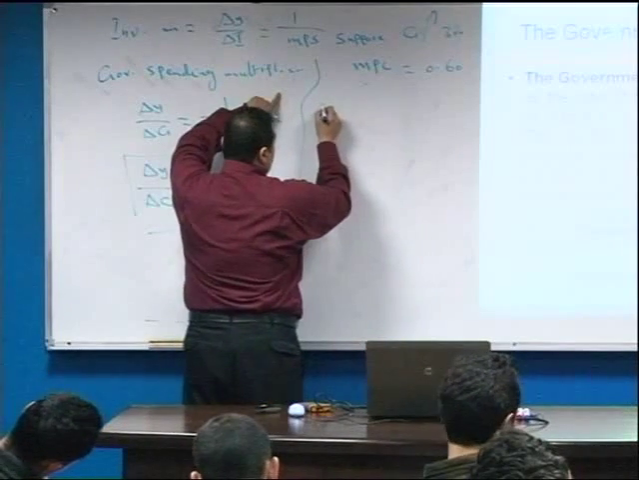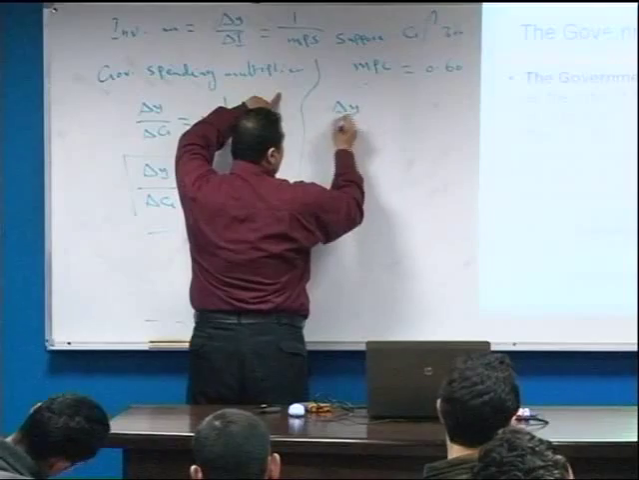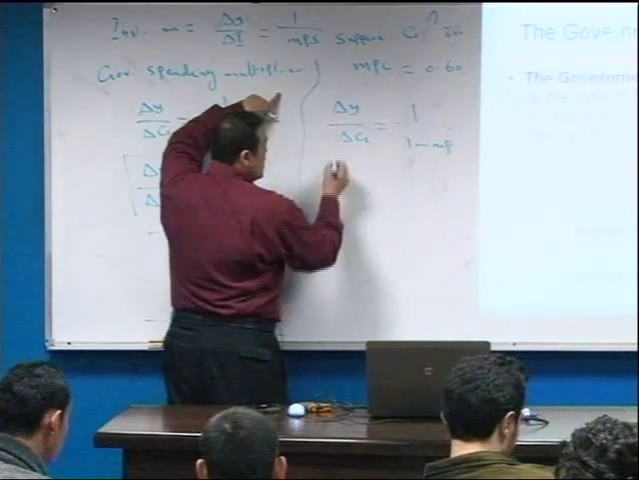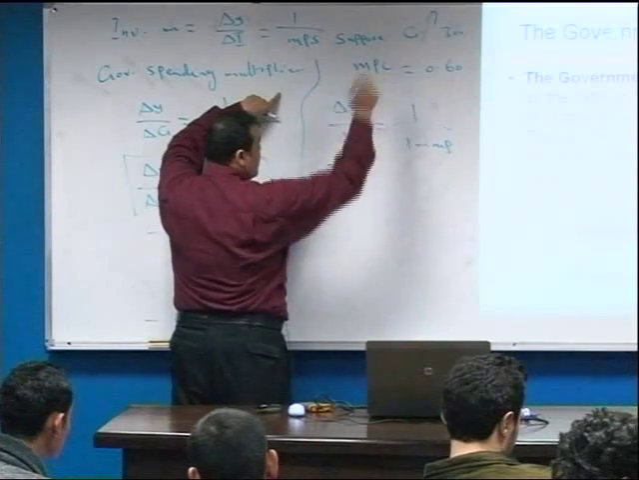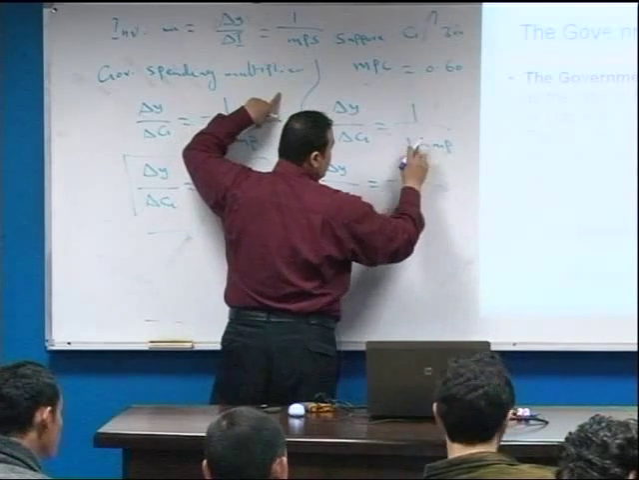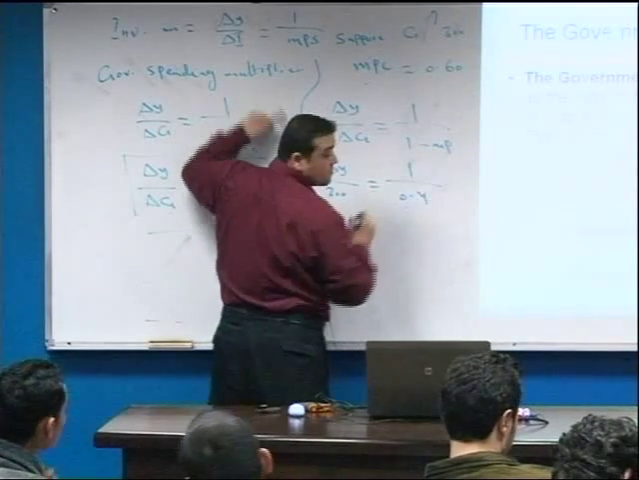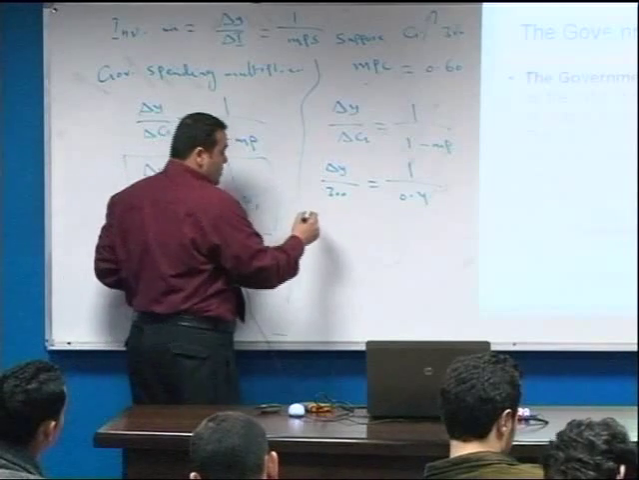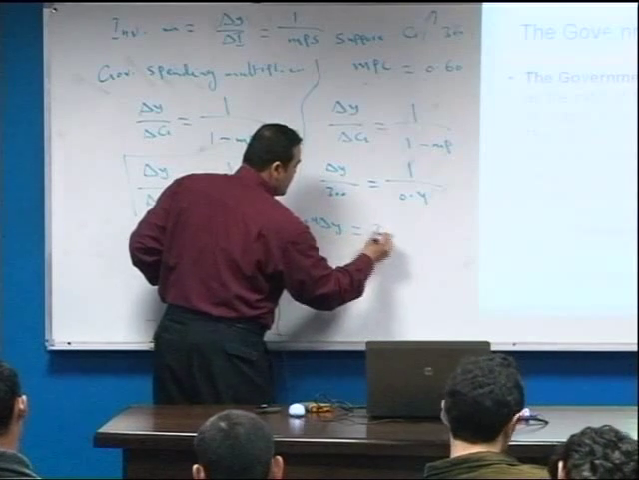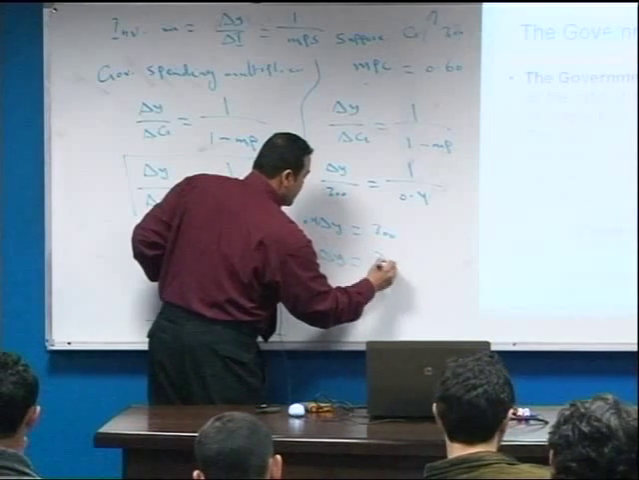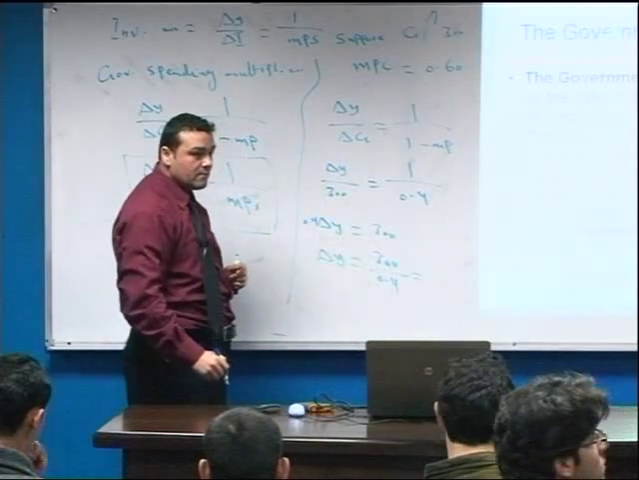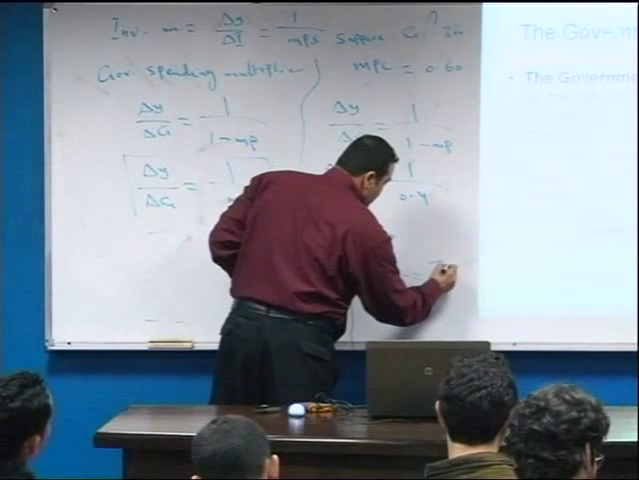So, as you know, the government spending multiplier, delta Y over delta G, equals 1 over 1 minus MPC. So delta Y over delta G, which is increasing by $300 million, equals 1 over MPS, 0.40. Right? So 0.4 times delta Y equals 300. So delta Y equals 300 over 0.4 equals how much? How much? 750.